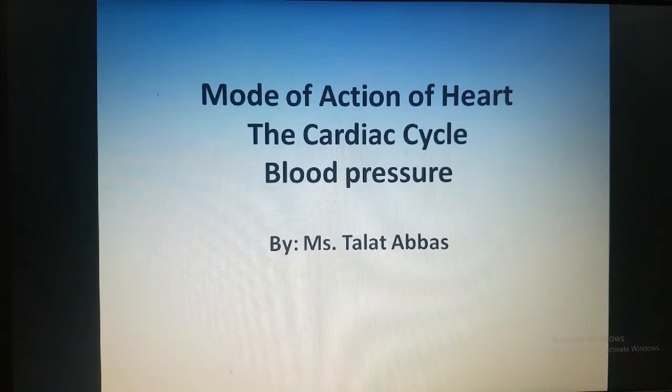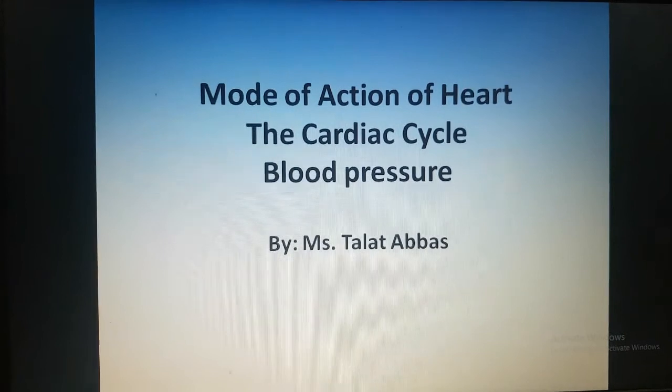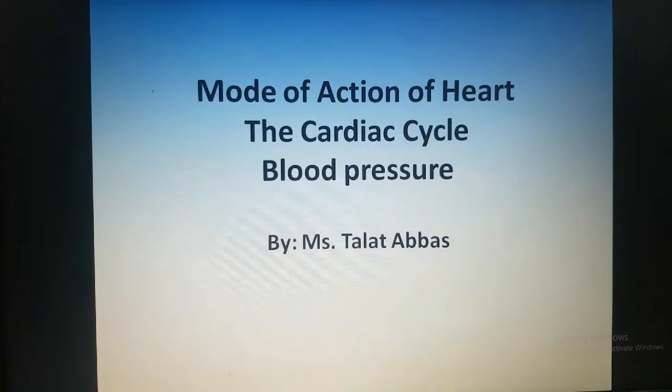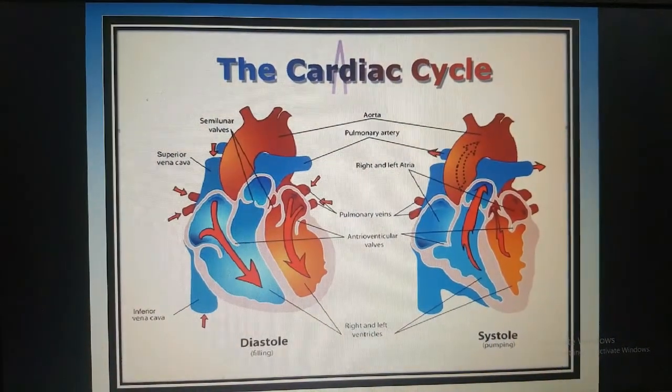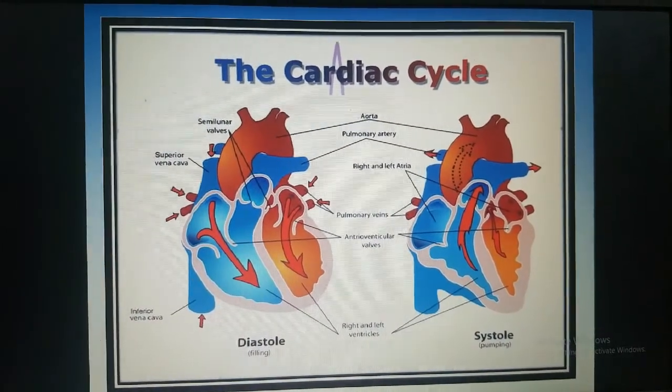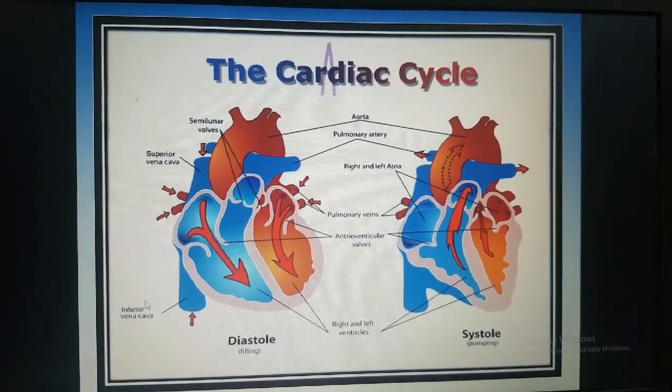Today we are going to have a look at the following topics: mode of action of heart, the cardiac cycle, and blood pressure. The cardiac cycle. Before we start the cardiac cycle, we have to recall our memory of the chambers of the heart.